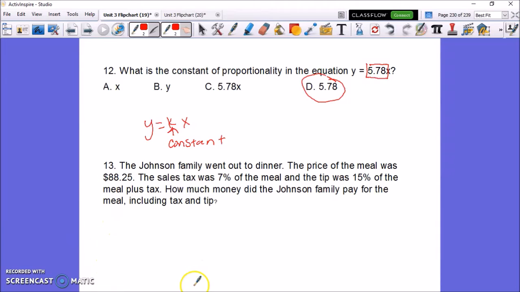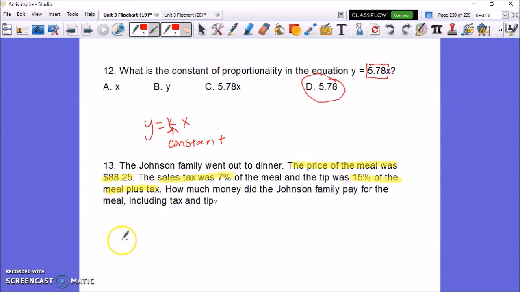Number 13, the Johnson's family went out to dinner. The price of the meal was $88.25. The sales tax was 7% of the meal, and the tip was 15% of the meal plus tax. How much money did the Johnson's family pay for the meal, including tax and tip? Well, I'm going to highlight what's important. So the price of the meal is $88.25. Sales tax is 7%. And then the tip is 15%, but 15% of the meal plus tax.